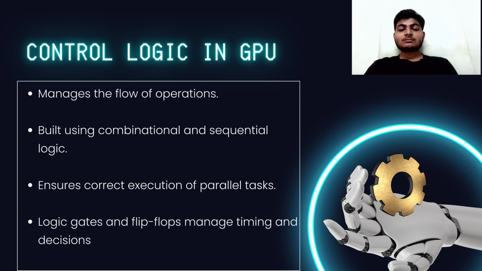Control logic in GPU. Control logic manages how operations flow in the GPU and is built using both combinational and sequential circuits. It ensures that each thread's instruction is executed in the right order, preventing data hazards or miscommunication between components.